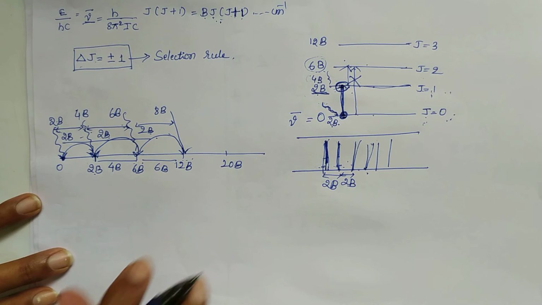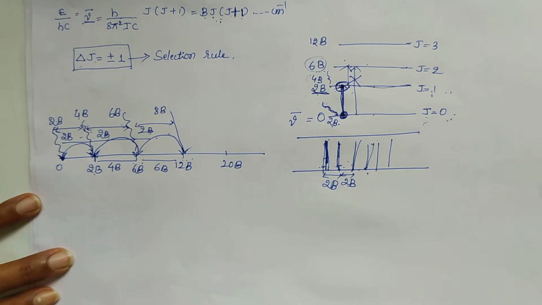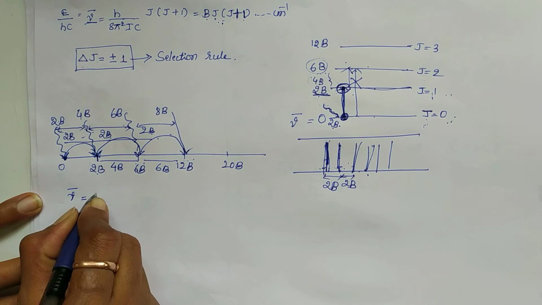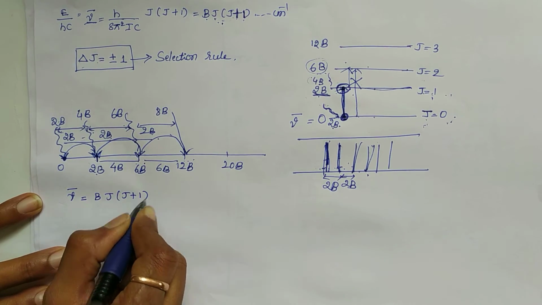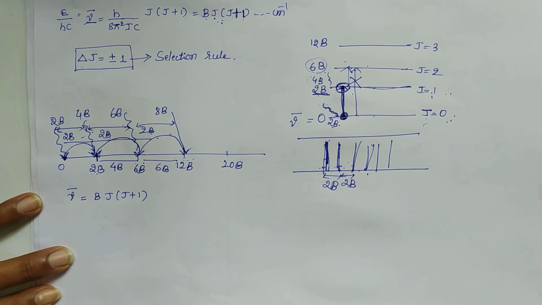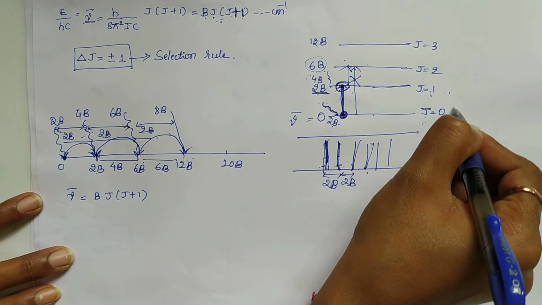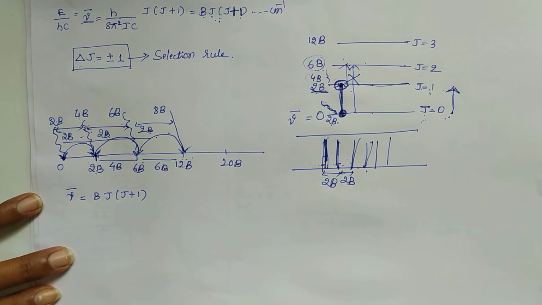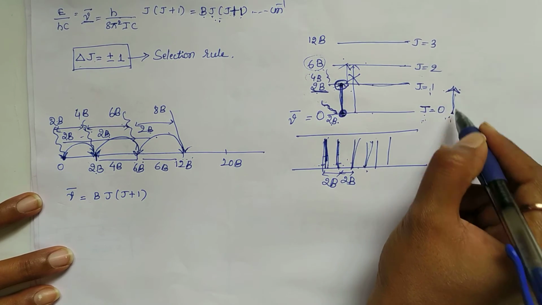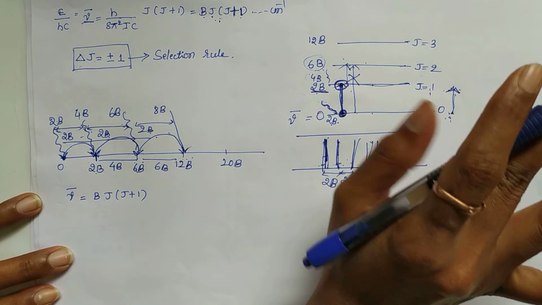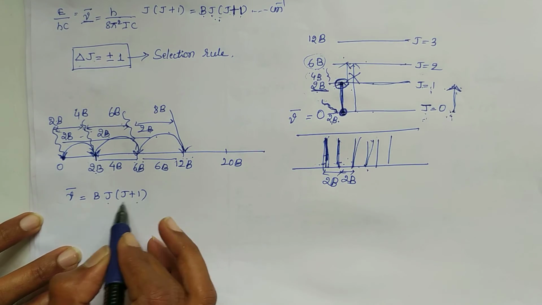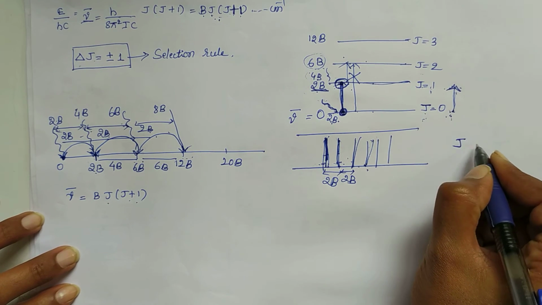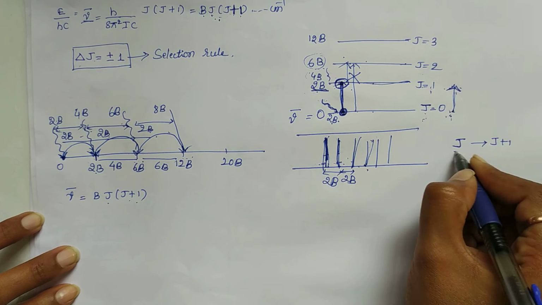So, for the sake of understanding, I am considering this expression, that is nu bar is equal to bj of j plus 1. This is the expression that we have derived. Transition is possible when it takes place from this energy state to the higher energy state, that is, 0 to 1, if you consider. So this basic expression is there, with a J to J plus 1 transition. Let us consider the energy level J. Here a J to J plus 1 transition will occur.